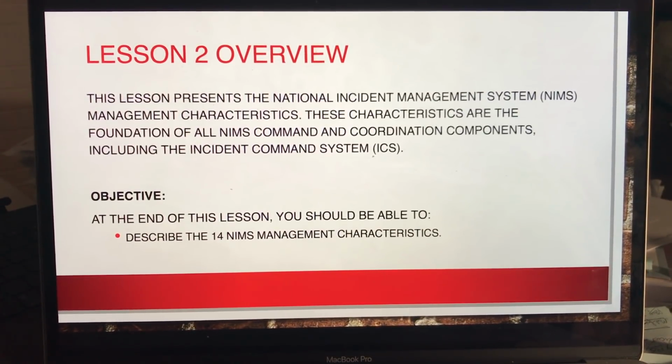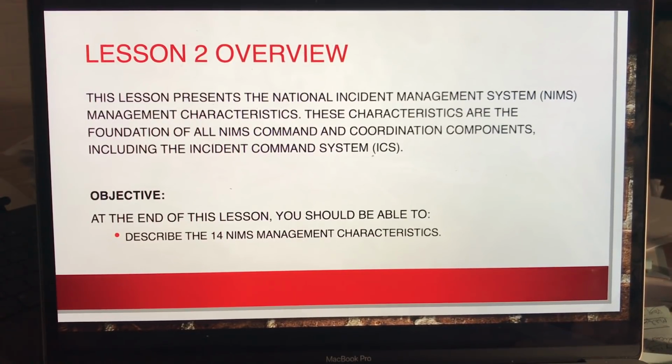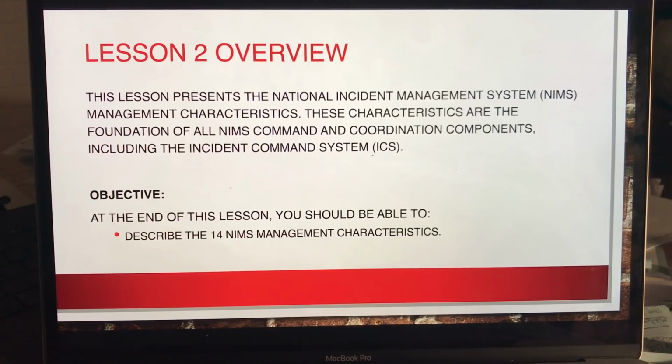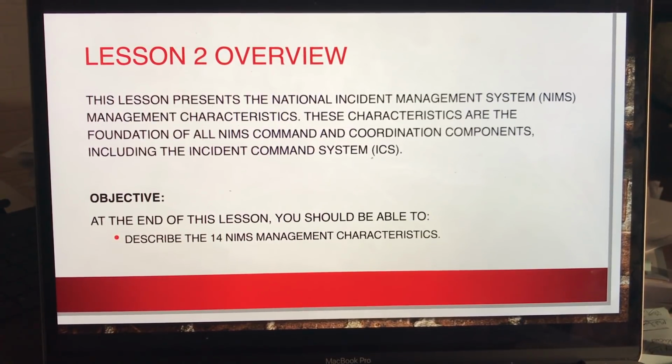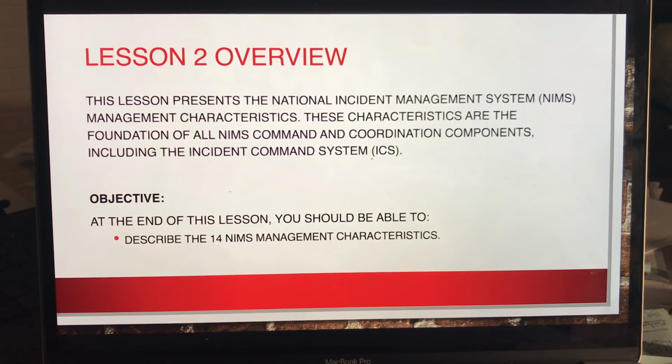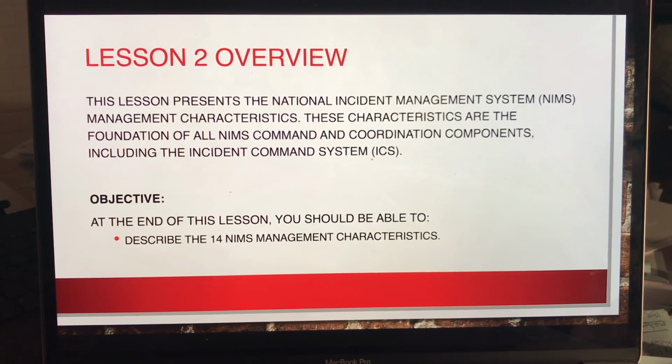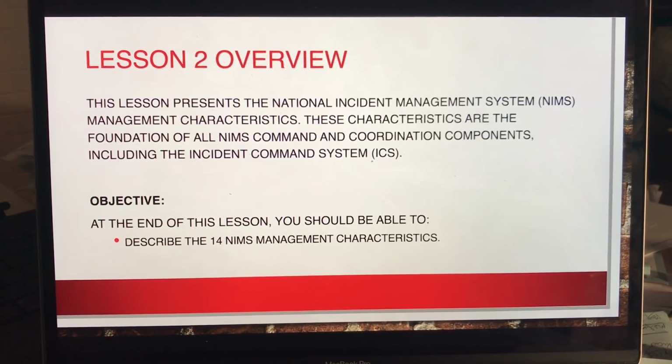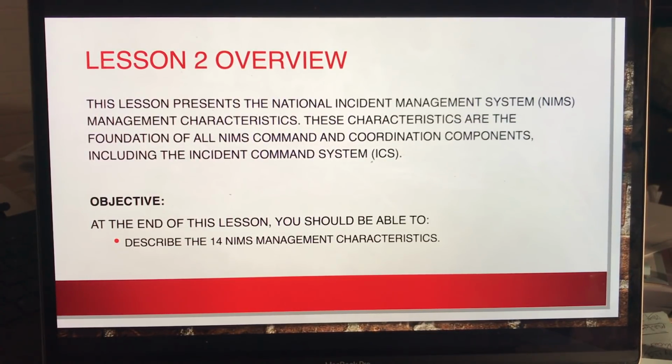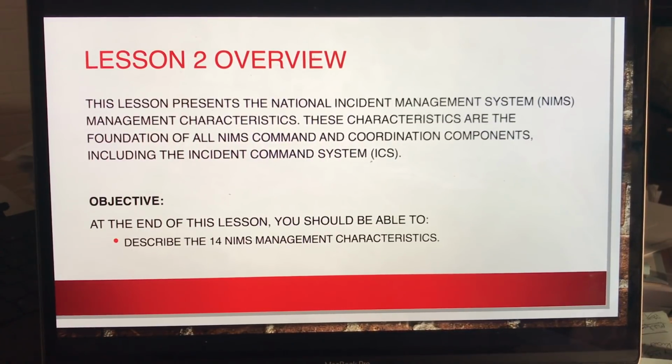Lesson 2 Overview. This lesson presents the National Incident Management System, NIMS, management characteristics. These characteristics are the foundation of all NIMS command and coordination components, including the Incident Command System. Objective. At the end of this lesson, you should be able to describe 14 NIMS management characteristics.